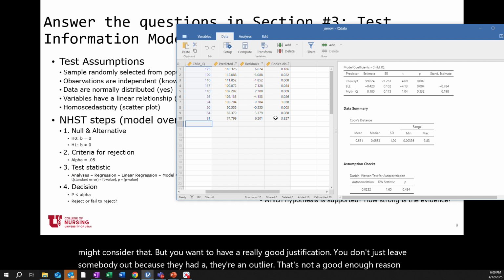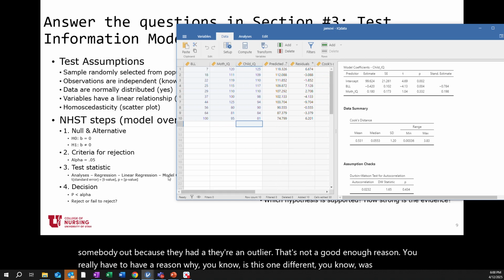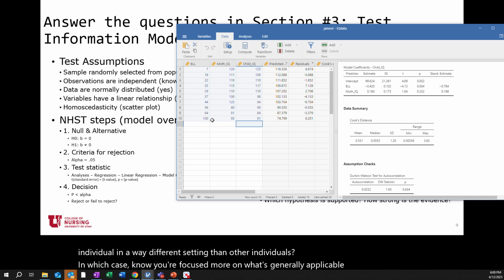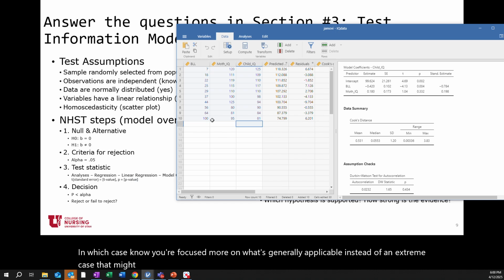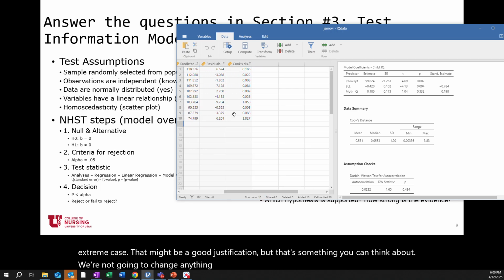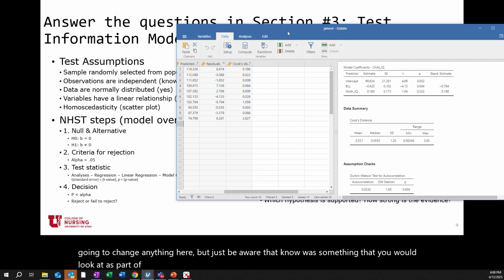You really have to have a reason why this one is different. Was this individual in a way different setting than other individuals? In which case, you're focused more on what's generally applicable instead of an extreme case. That might be a good justification, but that's something you could think about. We're not going to change anything here, but just be aware that was something that you would look at as part of evaluating this regression model.